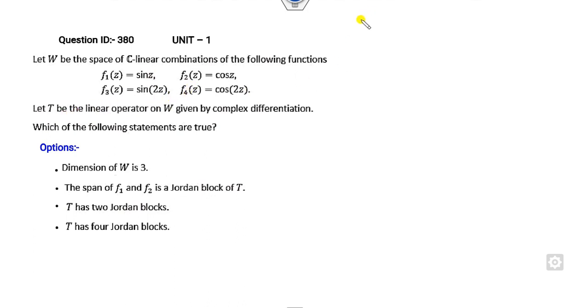Look at this other question. Capital T is a transformation on W such that it is complex differentiation. That means if I take a mapping f, it will be complex differentiation. That is given to you. Which of the following statements are correct? That's very simple. Dimension, span, Jordan block are there. So firstly, what is the Jordan block? I think all of you know what the Jordan block is. A Jordan block is a matrix. Remember that. It is a matrix. Okay, what is the span?